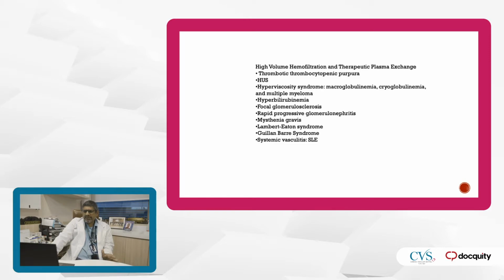In addition, we can also use CVVH machines for high volume hemofiltration in the setting of sepsis, as well as plasmapheresis in conditions like myasthenia gravis, Guillain-Barré, SLE, etc. And even for thrombotic thrombocytopenic purpura, we can use a CRRT machine as a plasmapheresis exchange machine.